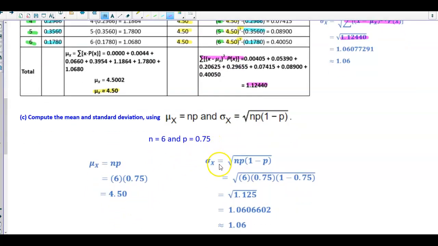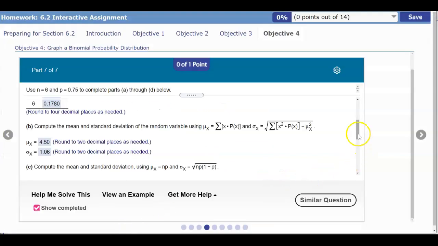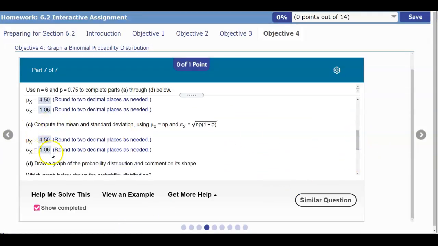And to find the standard deviation, we take n multiplied by p times 1 minus p and take the square root of that. When we multiply all these values together, we get 1.125. The square root of 1.125 gives us 1.06066602. Rounding that to 2 decimal places gives us 1.06. So from here, we can see that we get the same mean and the same standard deviation.